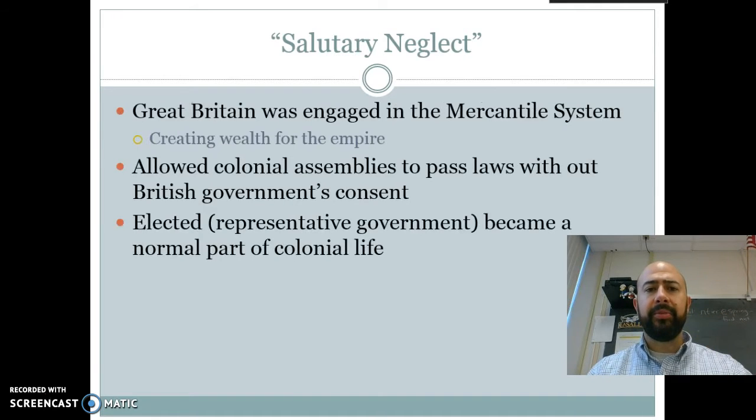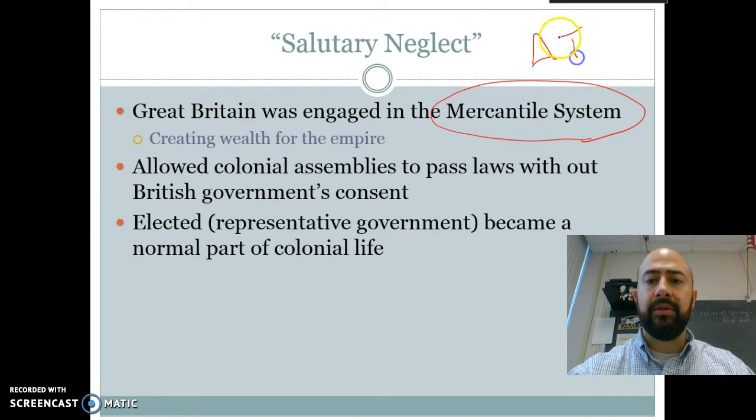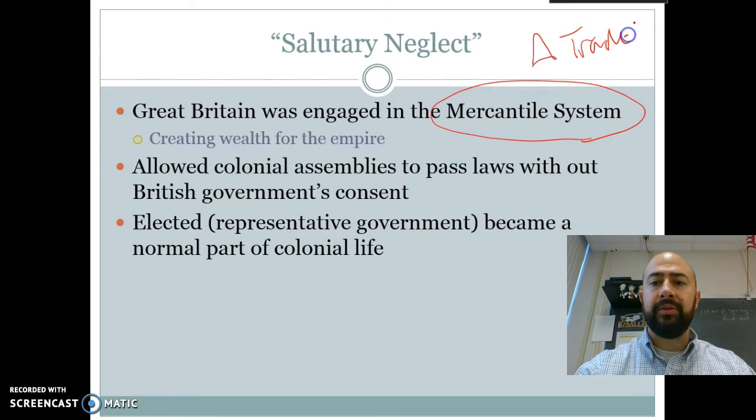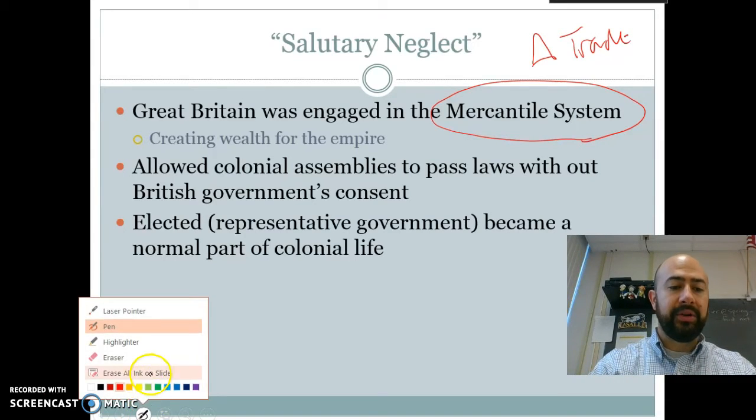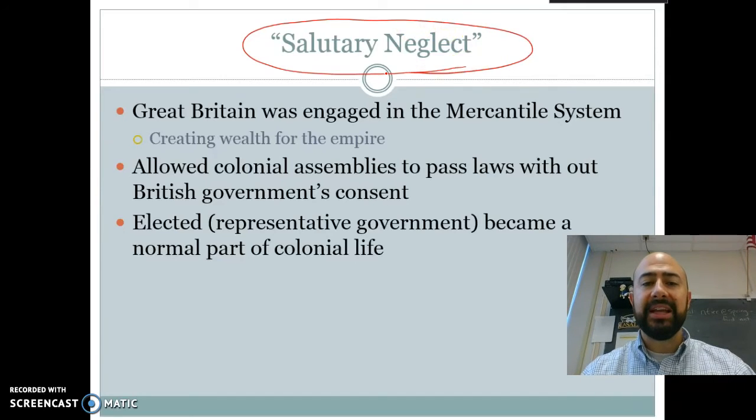So let's first start by talking a little bit about the period of Great Britain in the mercantile system. We discussed the mercantile system in class, which is basically triangular trade. But while Great Britain was immersed in the mercantile system and enforcing triangular trade in the colonies, other than forcing the colonies to trade with British merchants, it pretty much left the colonies alone to govern themselves. This time period is called salutary neglect, or voluntarily neglecting someone, a friendly relationship but leaving you alone.